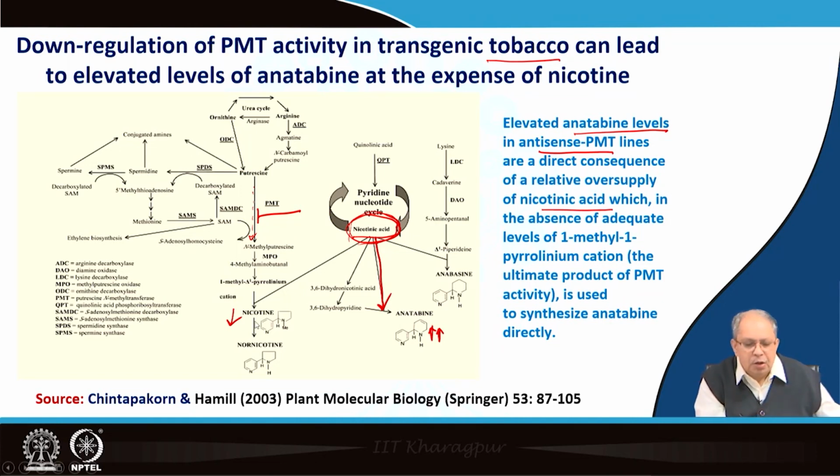And this is also a very interesting paper, interesting from this point, that normally in wild type tobacco you hardly see any anatamine formation. It is all dominated by nicotine. Okay. So, this is the first time that by manipulating the pathway it is possible to make these alkaloids accumulate in tobacco in significant amounts.